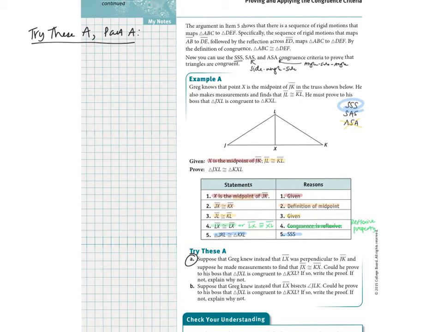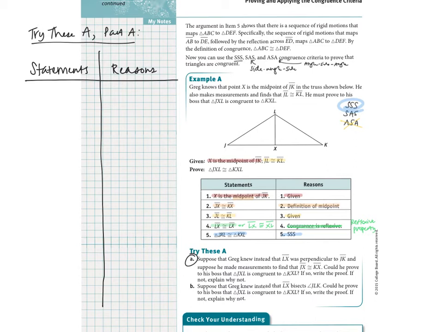What I need to do is make a 2-column proof where I have my statements on my left and my reasons on my right. So I'm going to say statements and reasons. So we're going to look at part A and see what the problem is asking us to do. Maybe we have to approach it in a different light. Part A says, suppose that Greg knew instead that LX was perpendicular to JK. So let's say he knew that piece of given information instead.